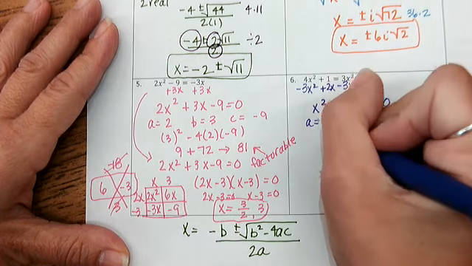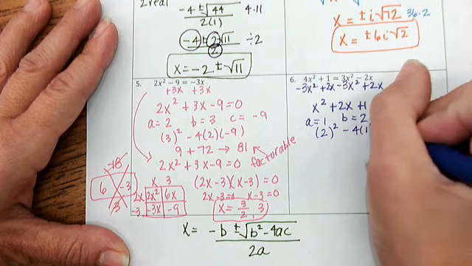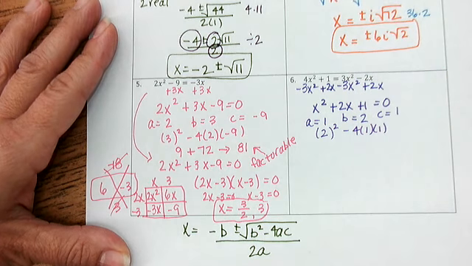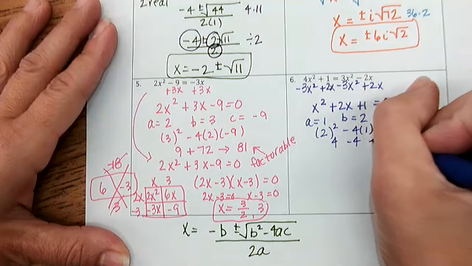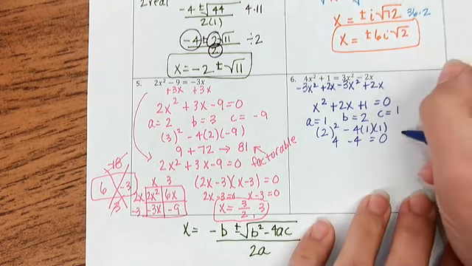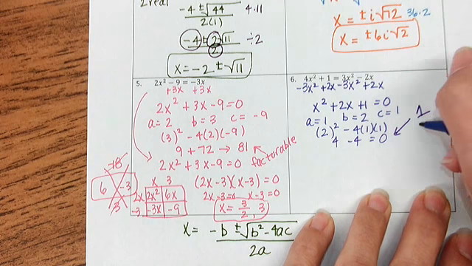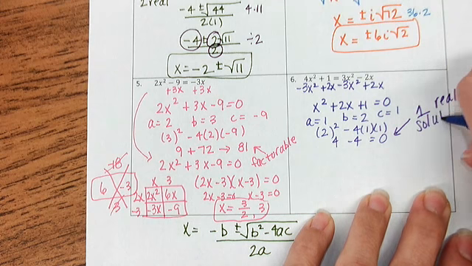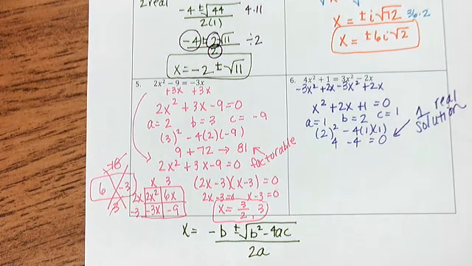So b squared, which is 2 squared, minus 4ac. This is 4 minus 4, which is 0. And you don't think of 0 as being a perfect square, but I can factor this. But this is special. This means there is one real solution. The discriminant is 0, one real solution.